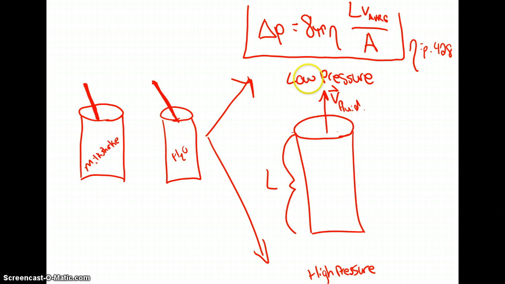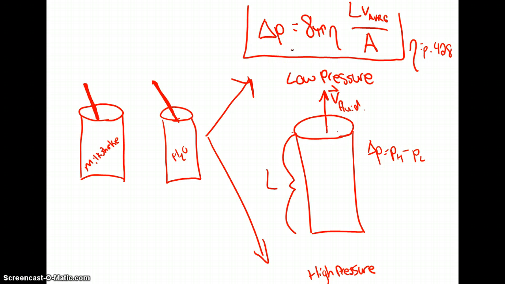And so you create this low pressure zone with your mouth, and that causes the fluid to flow through the straw. And so a couple of terms here. We've got the velocity of the fluid, right? The change in pressure, delta P, is going to be the high pressure minus the low pressure equals delta P. Okay, and that's what's coming up here.